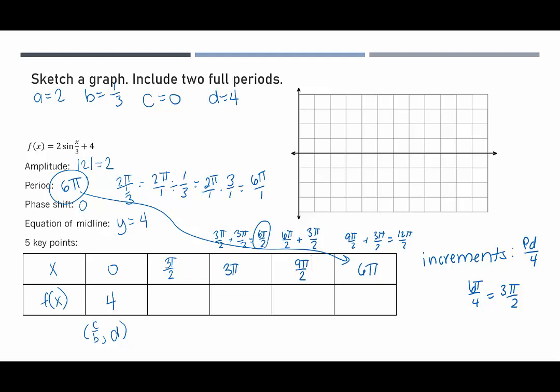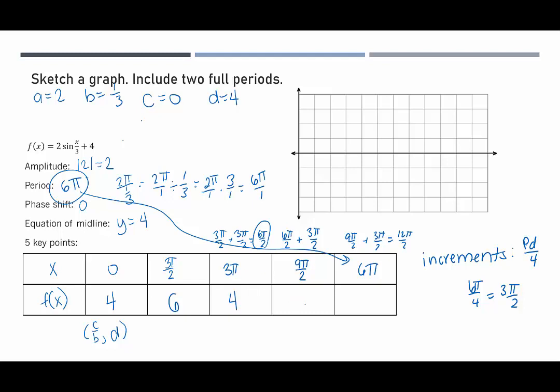Okay, what are we going to do for these y values now? We're using the fact that this is a sine graph. This sine graph starts in the middle. A is positive, so it's going to go from the middle to the top. The top is going to be 2 larger than the middle, so it's going to be 4 plus 2, and that's going to give me 6. Next, we go back to the midline, so every other point here should have a 4 as its y-coordinate.